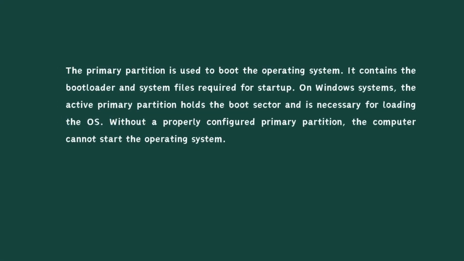The primary partition is used to boot the operating system. It contains the bootloader and system files required for startup. On Windows systems, the active primary partition holds the boot sector and is necessary for loading the OS. Without a properly configured primary partition, the computer cannot start the operating system.